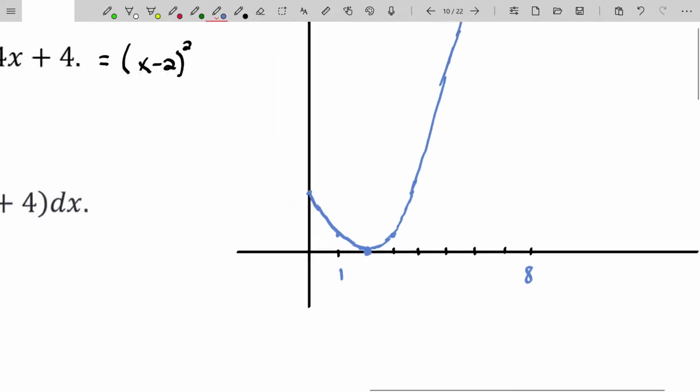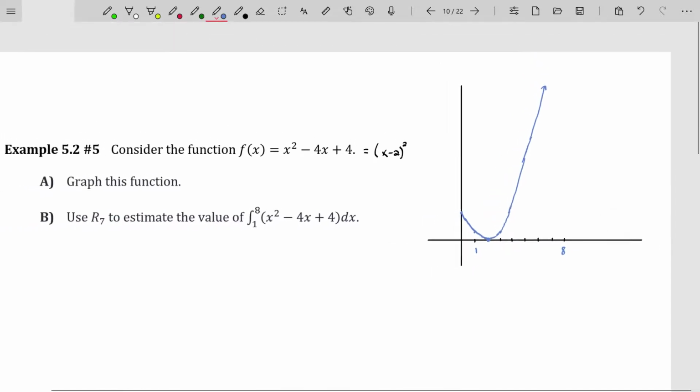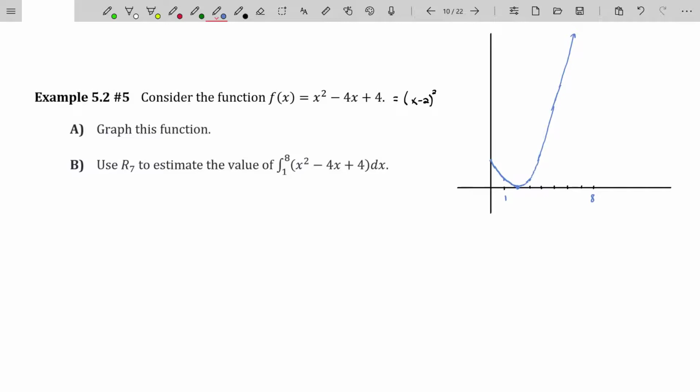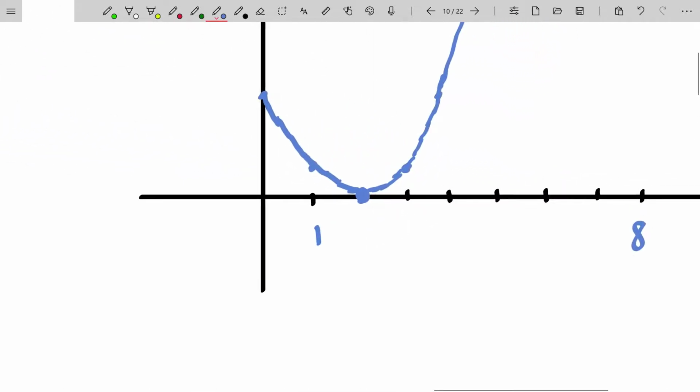And remember, the definite integral, and that's the whole point of me saying graph this first, the definite integral is equivalent to the Riemann sum, right? And the Riemann sum is essentially the area underneath or between the curve and the x-axis. So really what we're asking when we're asking for the definite integral from 1 to 8 is: what is the area underneath this curve from x equals 1 all the way over to x equals 8.